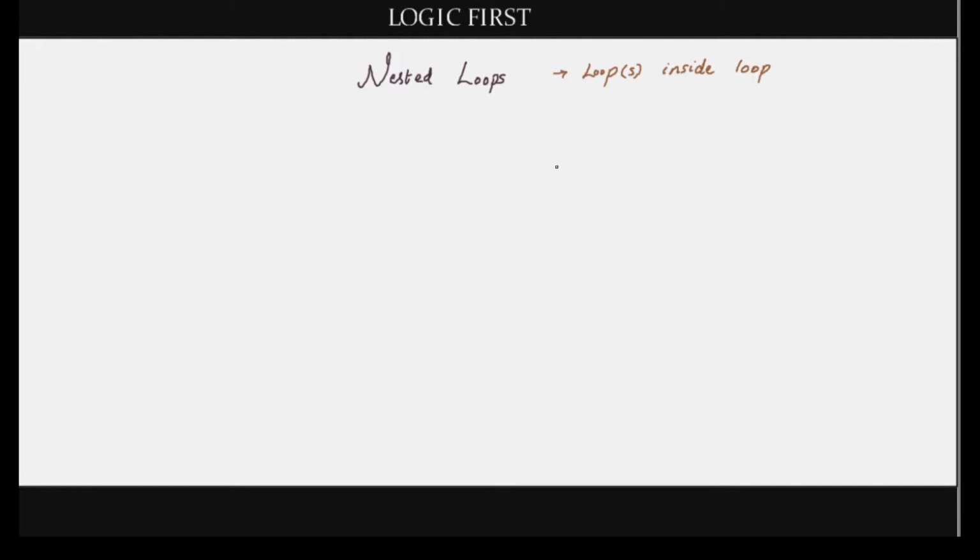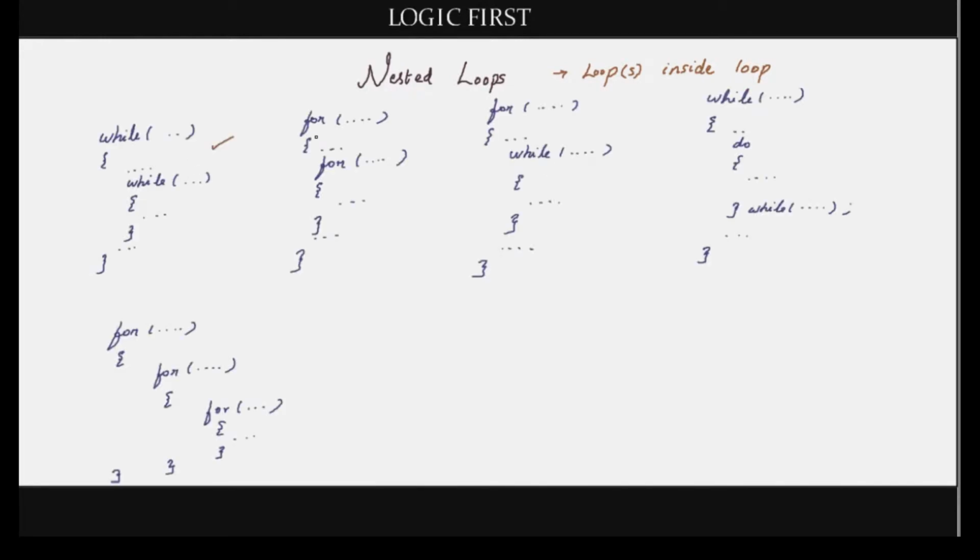In this video, let's discuss nested loops. When you have one or more loops inside a loop, we call it a nested loop. It could be a while inside a while, or a for inside a for, or a while inside a for, or you could even use a do-while loop. It is also possible to nest three loops like this.